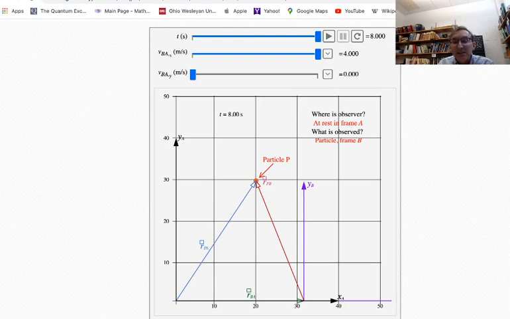And after 8 seconds, it's a little past 30 meters from the origin of A. So frame B is moving to the right. So it's got a velocity. In fact, its velocity is 4 meters per second, which you might be able to see on that slider there. So we have observed two things from frame A in this animation: particle P and frame B.